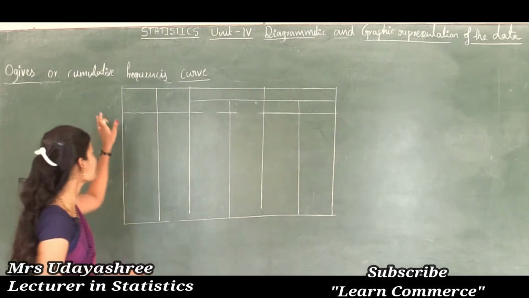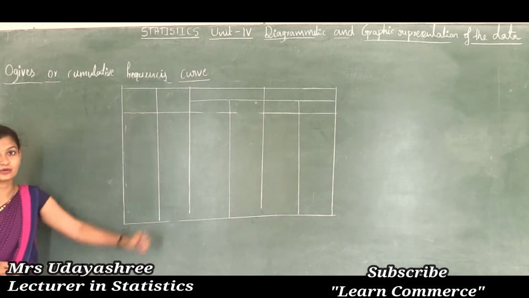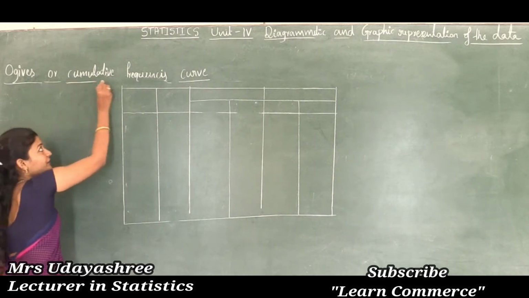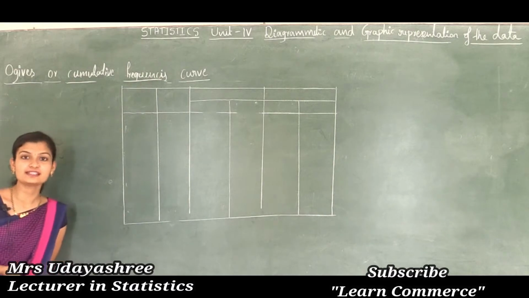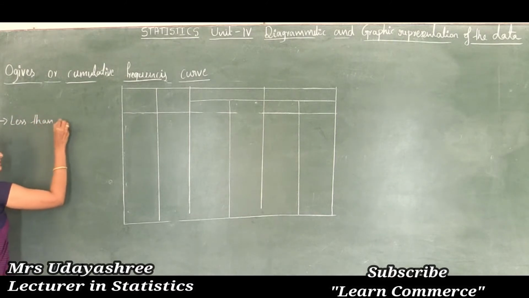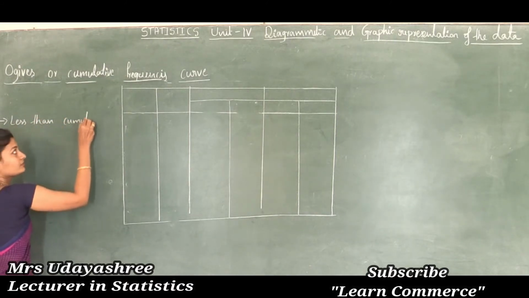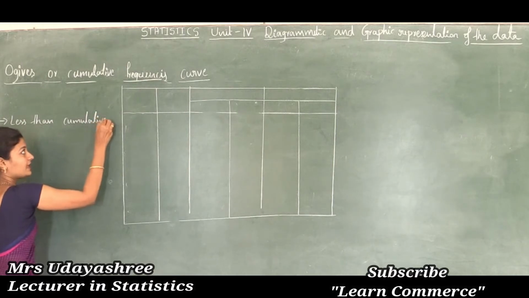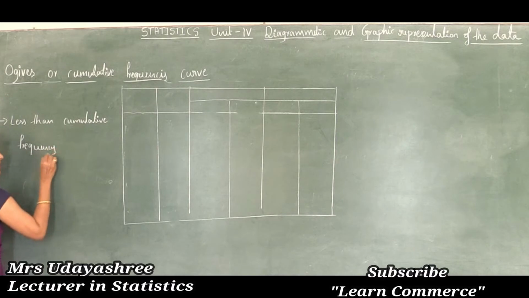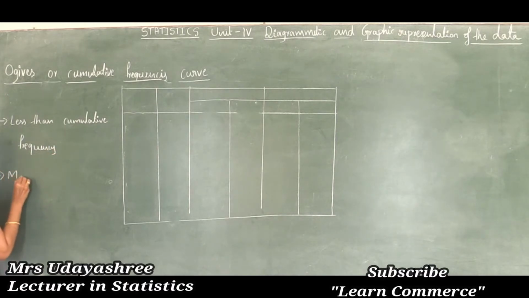See, this ogive is also known as the cumulative frequency curve, and we had discussed in the third chapter what cumulative frequency is. Cumulative frequency means added-up frequencies. In a cumulative frequency distribution there are two types: one is less than cumulative frequency, and another one is more than cumulative frequency.